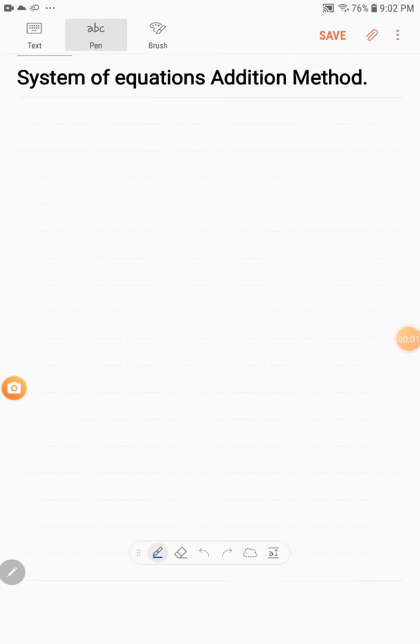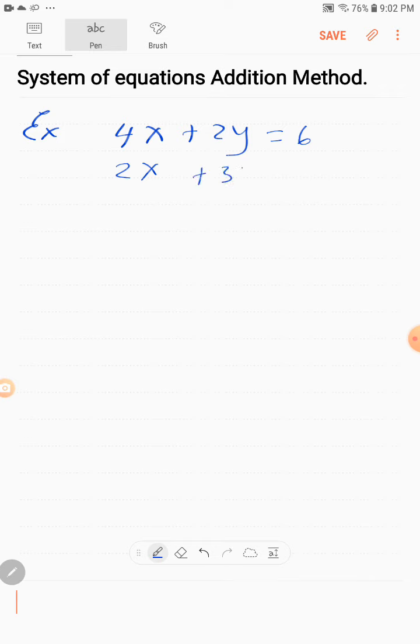In this video, we're going to be solving systems of equations using the addition method. So let's look at an example. For example, if we're given 4x plus 2y equal to 6 and 2x plus 3y equal to 1.